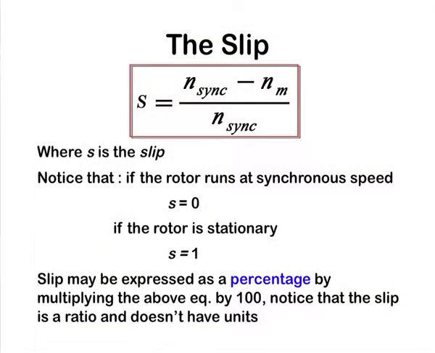Now, we define the term slip. This is a ratio of two terms. The numerator is n synchronous minus n rotor speed, and the denominator is the synchronous speed. This term is referred to as slip. If s is equal to 0, it means that the rotor speed is equal to synchronous speed, and if s is equal to 1, it means that the rotor is stationary. Slip may be expressed as a percentage by multiplying the above equation shown on the screen by 100. Notice that the slip does not have any unit because it is a ratio.